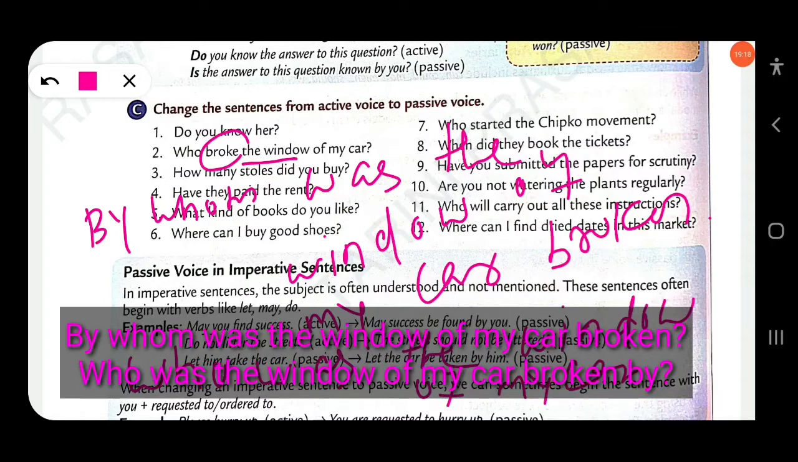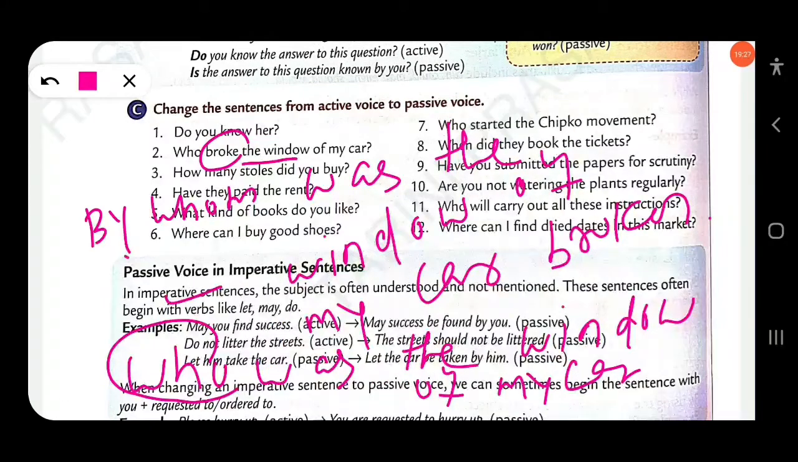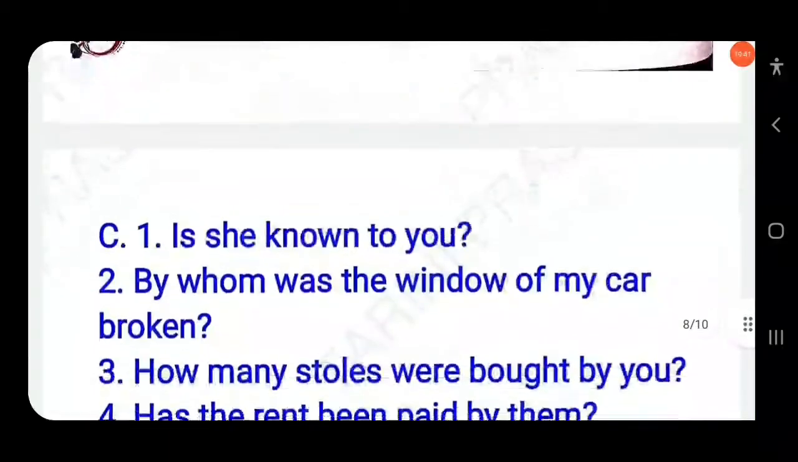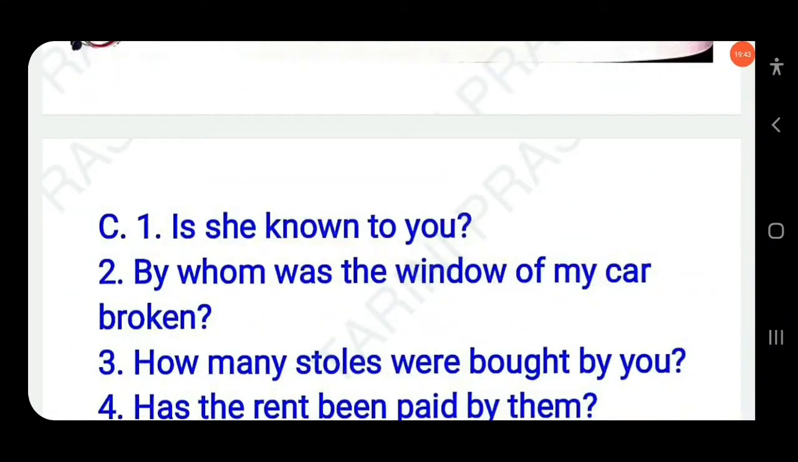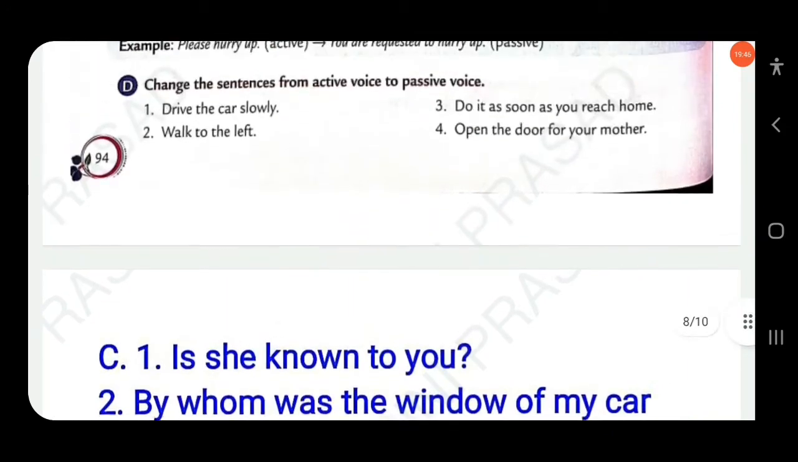broken by. So you have to use by at the end of the sentence if you want to start the sentence using who. And if you write by whom, then you don't need to use by again at the end of the sentence. Clear? By whom was the window of my car broken? Or you can also write, who was the window of my car broken by? Clear? So here, by whom was the window of my car broken? You have to use a question mark at the end of the sentence.